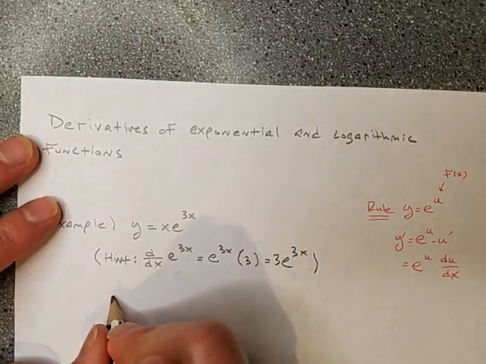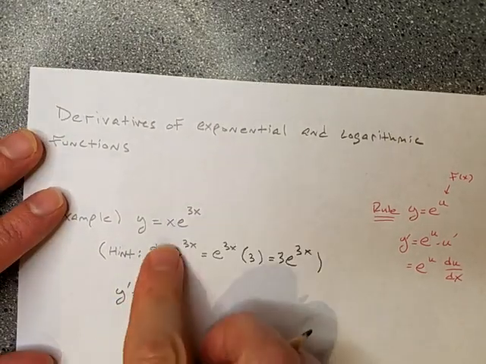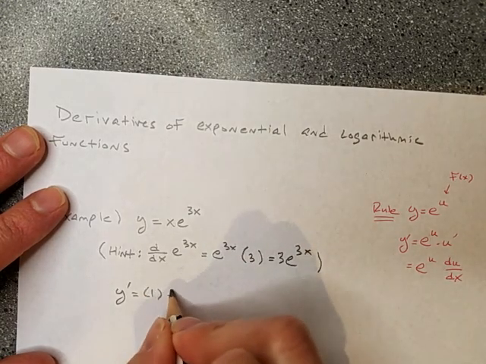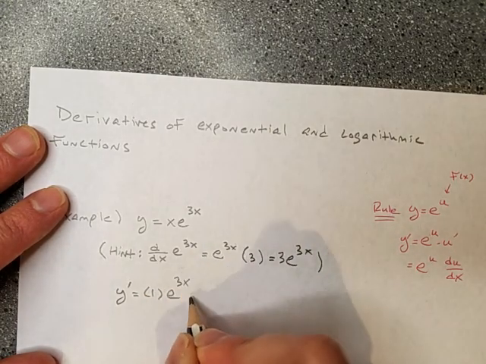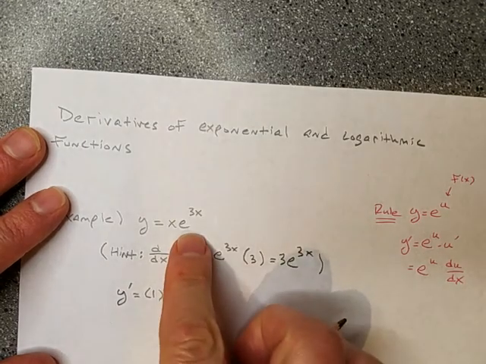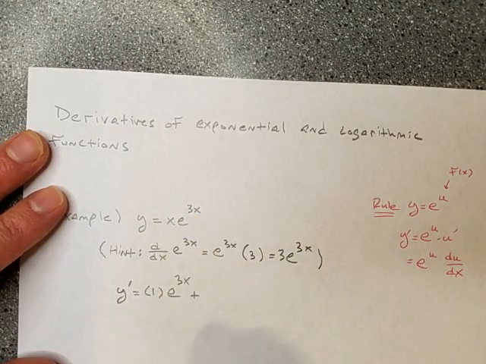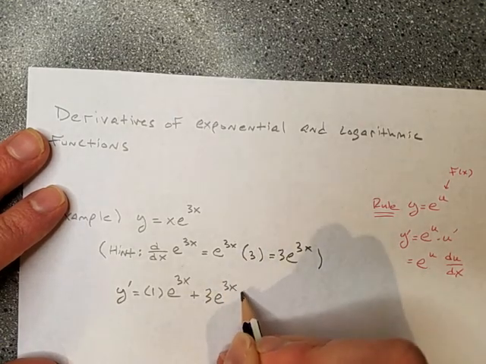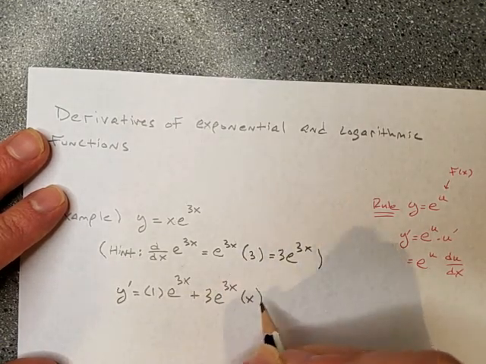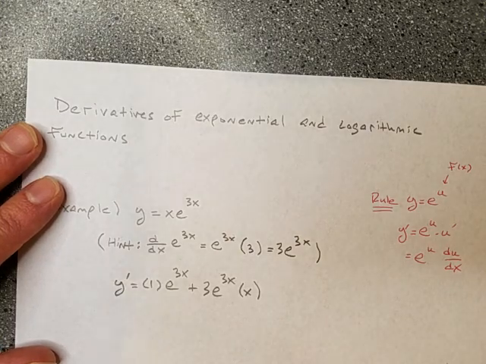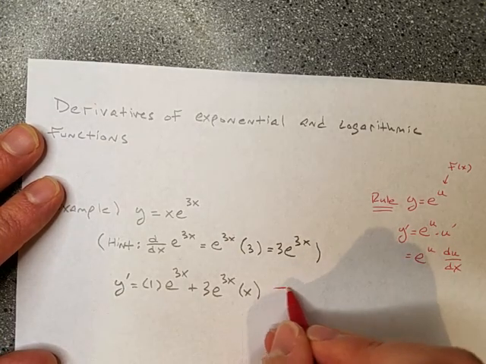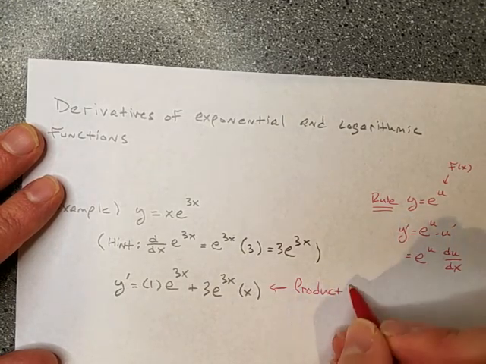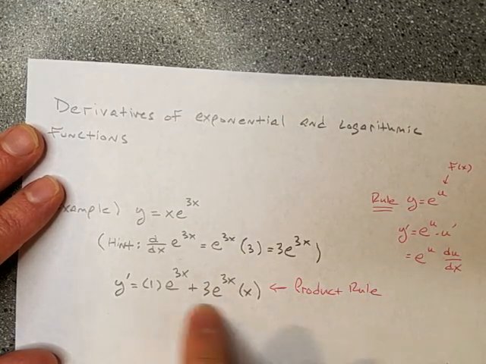Now, in order to find y prime here, I would have to use the product rule. f prime g plus g prime f. What's the derivative of e to the 3x? 3e to the 3x times f. So there is the product rule. Look at that initial problem. Realize that I would have to use the product rule, and there it is.